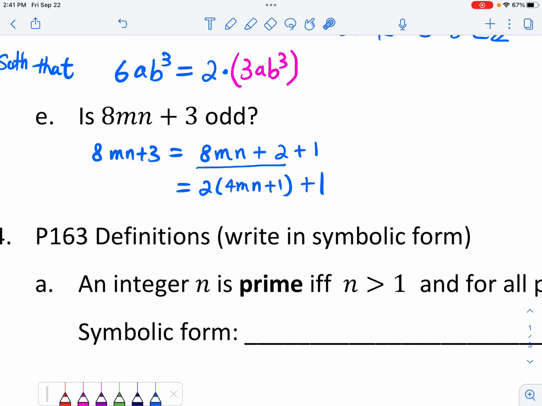So I'm going to write it out nicely. I'm going to say yes, because there exists k equals 4mn plus 1 such that this equals 2k plus 1. Whenever you successfully find a k so that this term equals 2k plus 1, you can conclude this is odd. This is odd for sure, no matter what m and n are.